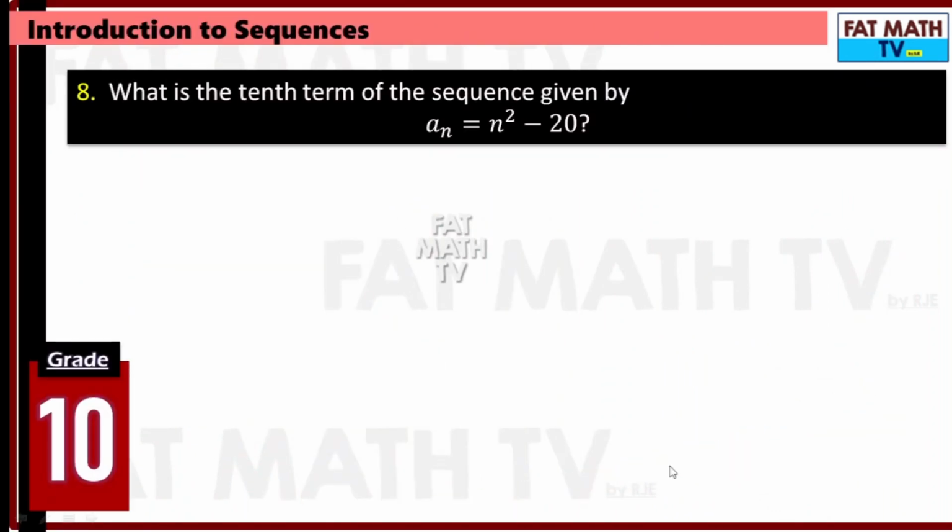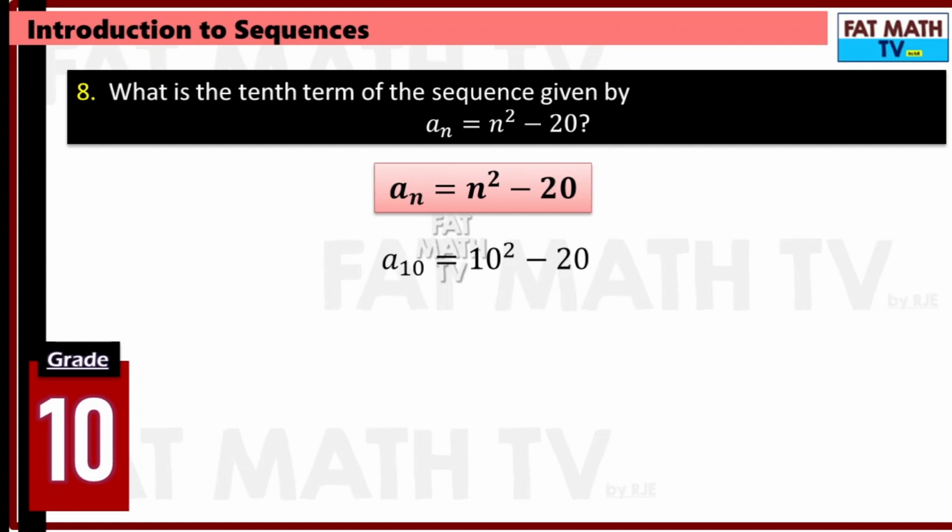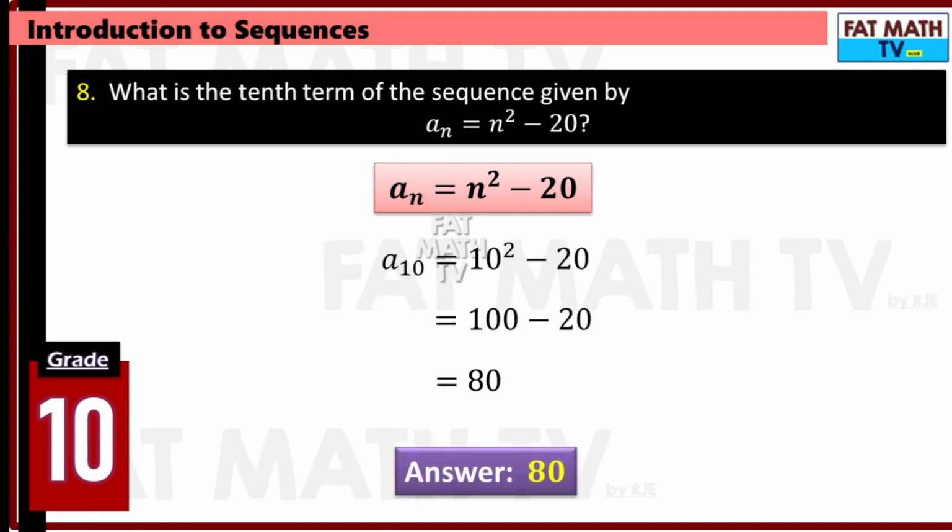Example number 8. What is the 10th term of the sequence given by a sub n equals n squared minus 20? So what is asked is the 10th term. So just replace n with 10. So a sub 10 is 10 squared minus 20. 10 squared is 100 minus 20, that's 80. So the 10th term is 80.